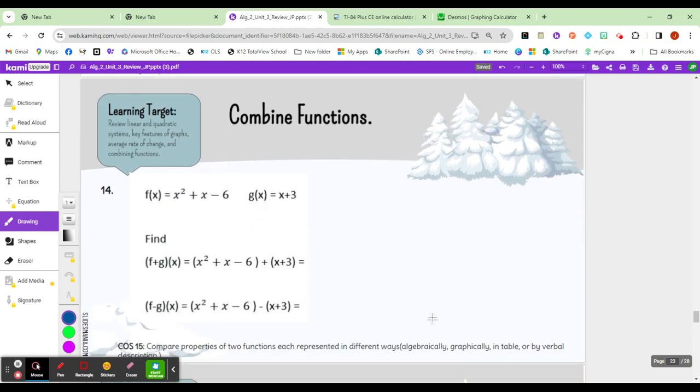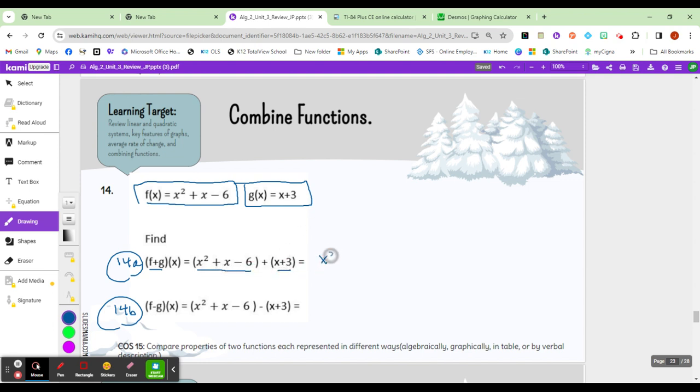Last two slides are combining functions. This is kind of actually two problems. This is a 14a and a 14b. So here are my two functions, f of x and g of x. The first problem, 14a, is asking me to find f plus g. So I'm just taking f of x and I'm adding it to g of x.